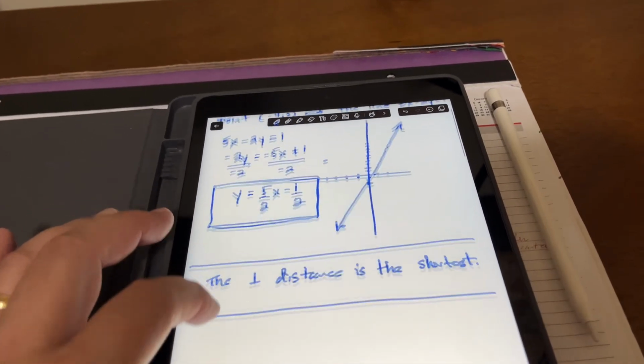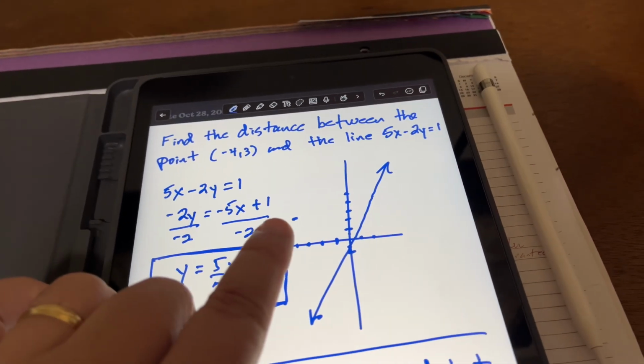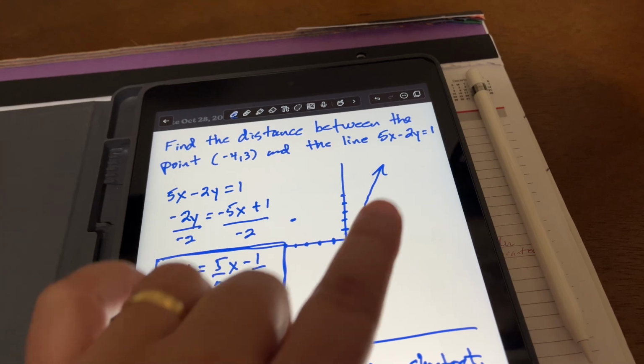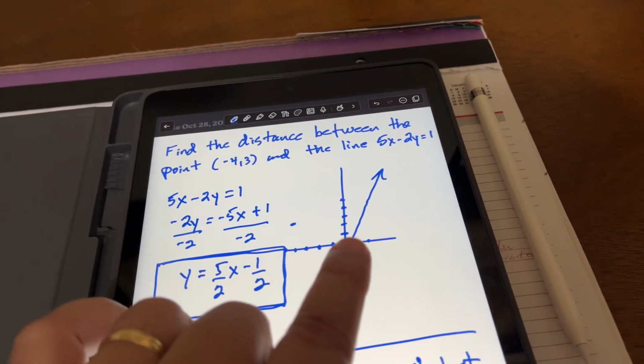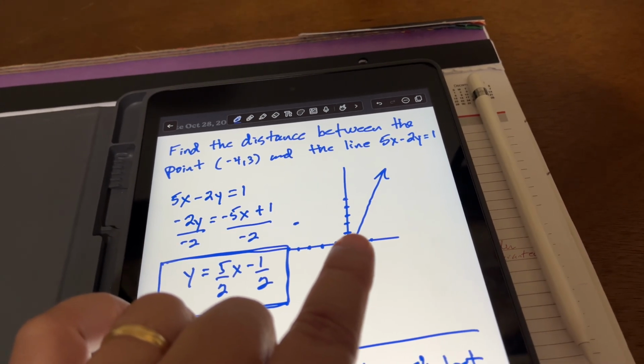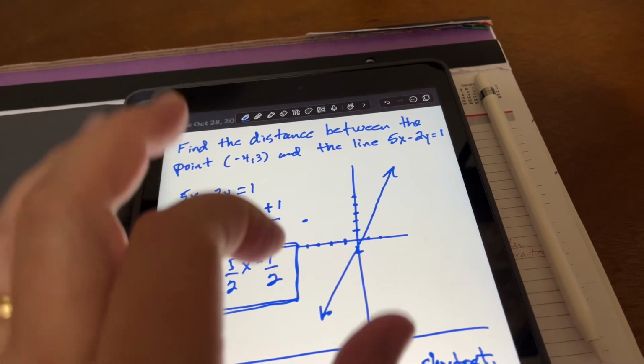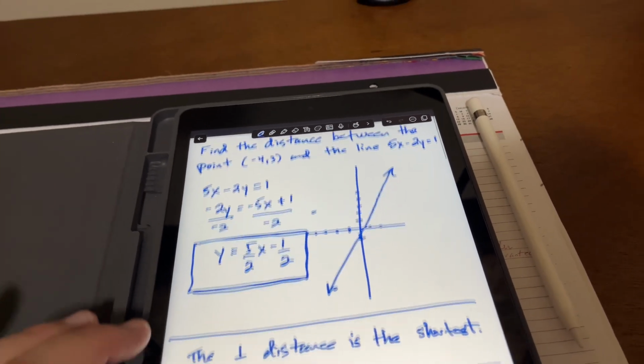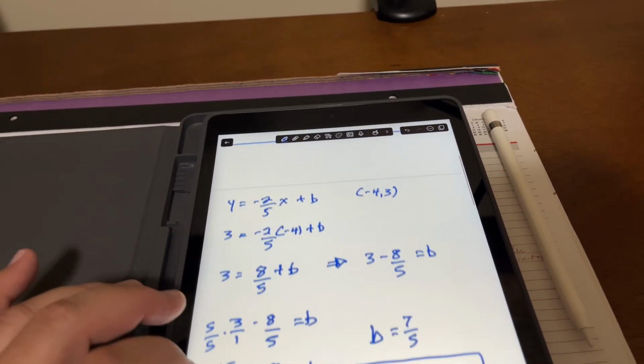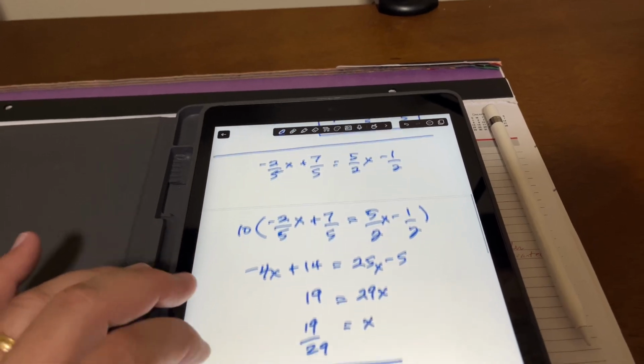This point, let me show you, is the point that is on this line and that line and perpendicular. So it's a point about right there. And if you have 2 points, you can find the distance between those 2 points, and that's your answer.